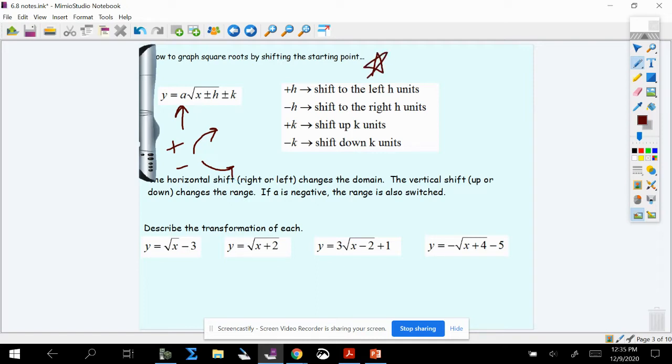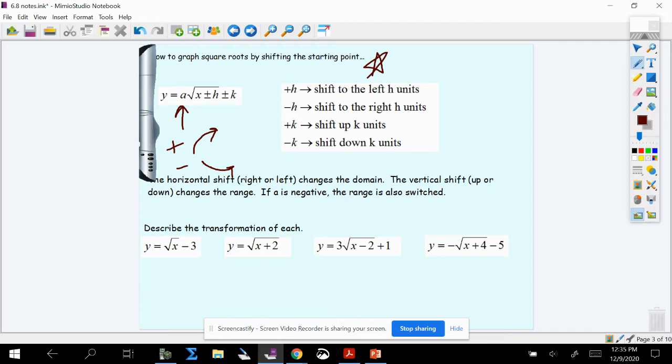This is something you might want to just jot down in your notes of here's the overall kind of, it's almost like a map telling you how to get from one place to the other. If you have a plus a value under the square root, it's going to move that many places to the left. If you have a minus, it's going to move that many places to the right. If the number afterwards is positive, we call it the k value. If it's positive, it's going to shift up that many spaces. And if it's negative, it's going to shift down.